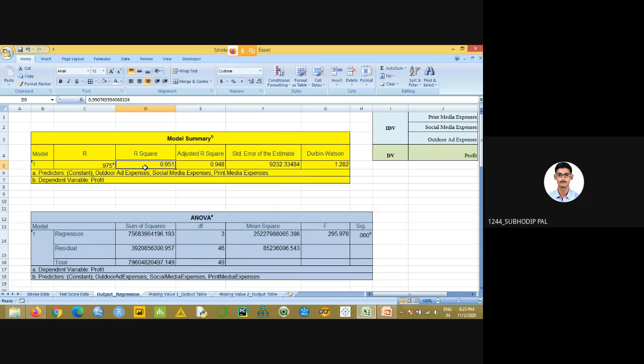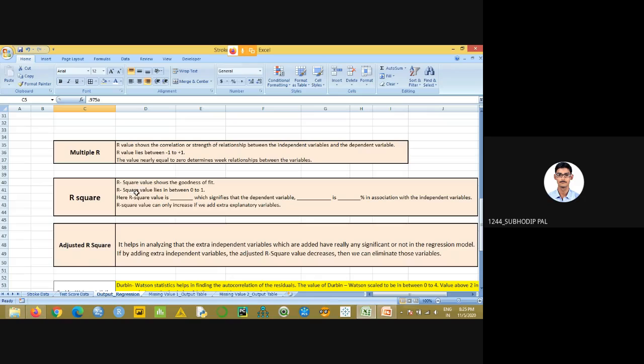Everyone got it? Why she said 0 to 1? Because if you square, it will come out positive. So we are just squaring this particular term. Suppose the value here is -0.975. So it's a strongly negative correlation, I can say, according to the R value. Strong negative correlation is there between dependent and independent variable. But if you square this term, that will be positive. So R square value always lies between 0 to 1. That is what I write here: R square value lies between 0 to 1.